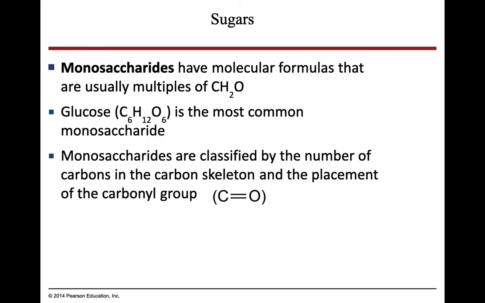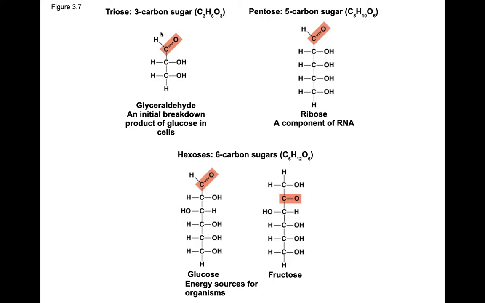So monosaccharides generally have the formula CH2O. So for example, glucose, which many of you have probably seen, is C6H12O6, where there's a 2-to-1 ratio between hydrogens and carbons and oxygens. Now, monosaccharides are often classified by having some carbon skeleton and having a C double bonded to an O at some point in their structure. So when we look at maybe 3 carbon, 5 carbon, or 6 carbon sugars, you'll note that one of the conserved functional areas of each of these molecules is this C double bond O.